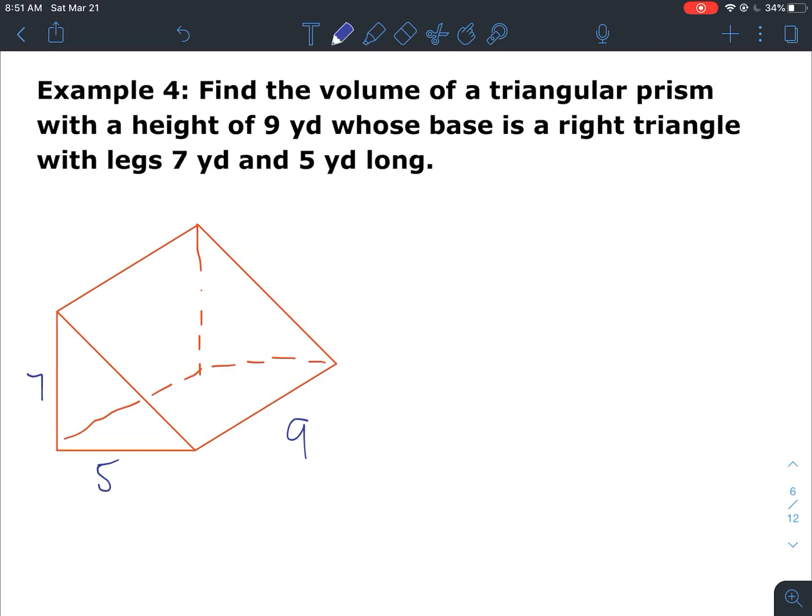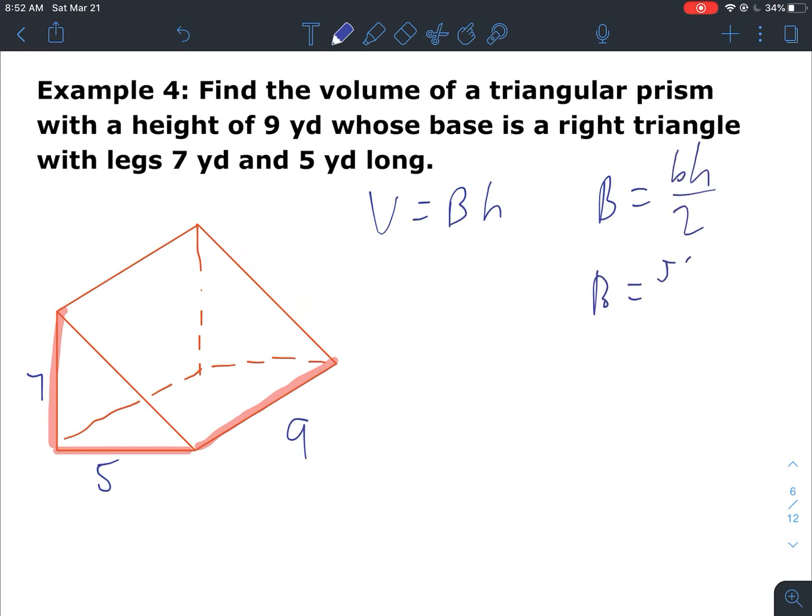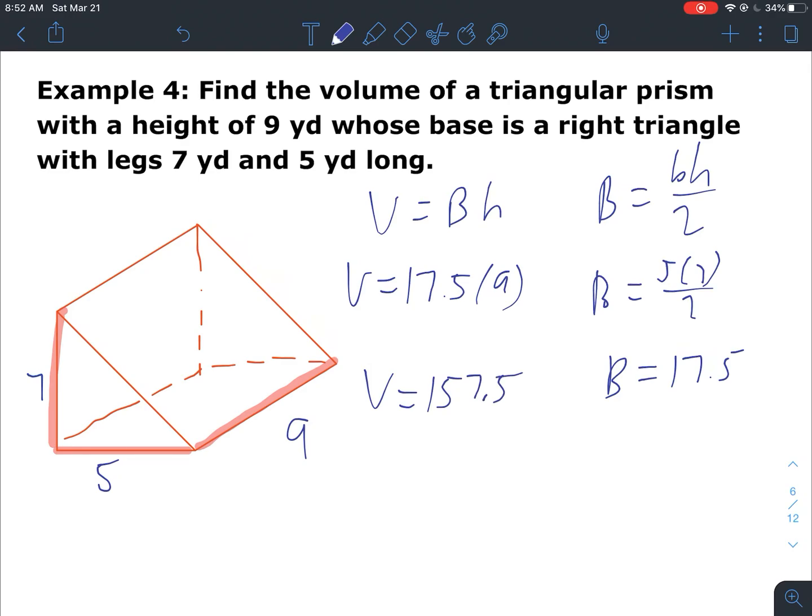Number 4, I went ahead and drew this picture early, just so you can kind of see it. You do not need the picture to do it, but just wanted to show you what it looked like. So we have a height of 9. Remember, height just means it's a distance between the bases. And the right triangle has legs of 7 and 5. Doesn't really matter which one's which, as long as the 2 legs are 7 and 5. So same formula, B times H. For this one, B is a triangle, so it's base times height over 2. So 5 times 7 over 2 would equal 17.5. So now our volume is 17.5 times 9. And that gives us an answer of 157.5 cubic yards.